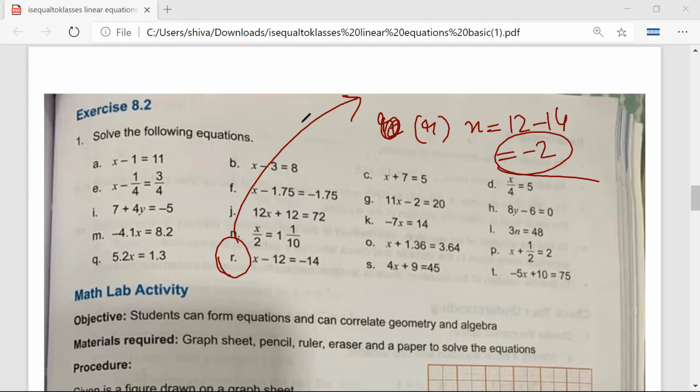Mr. Sarthak, would you be able to solve these simple equations now? Yes, sir. Nice, sir.